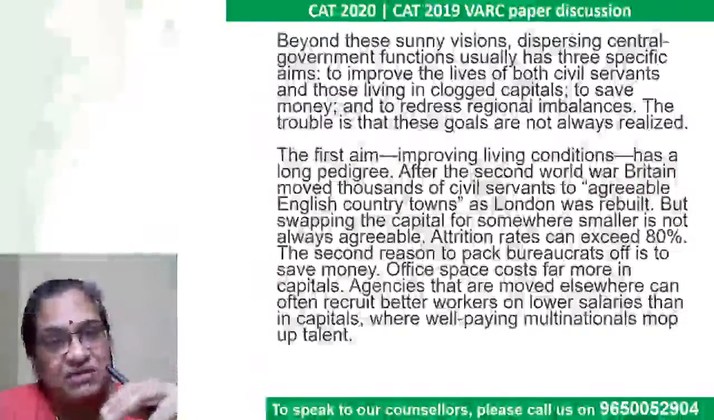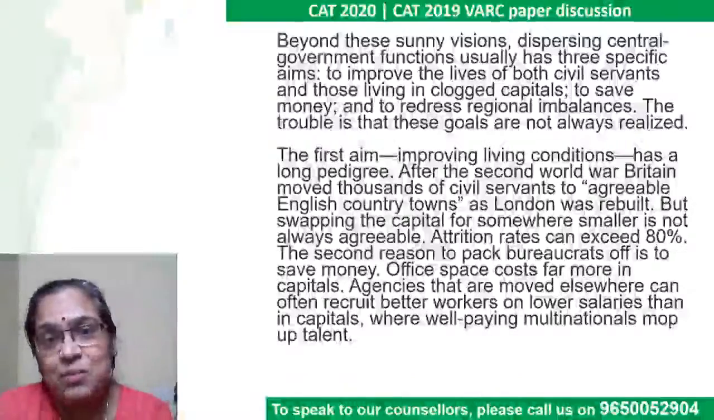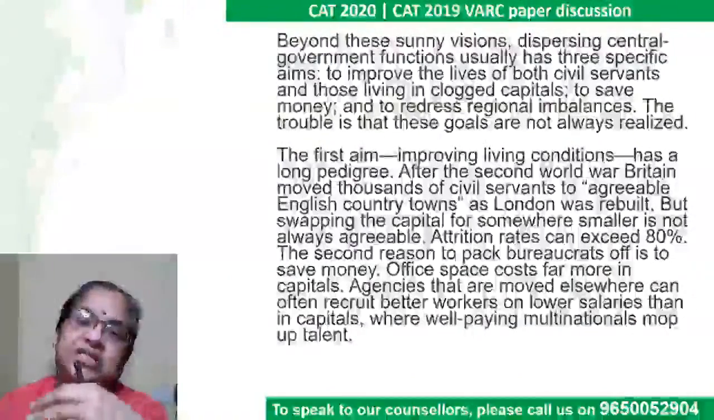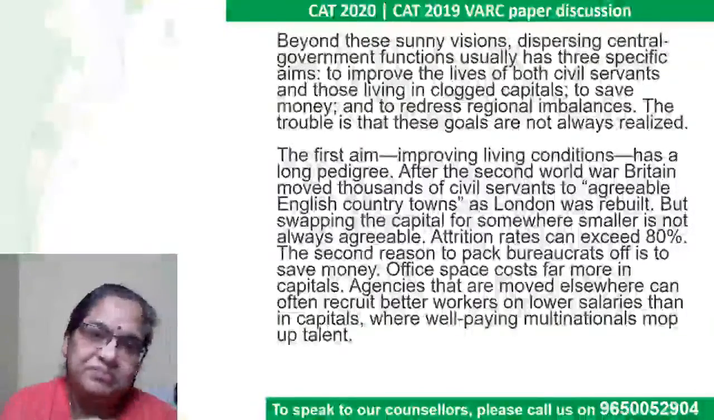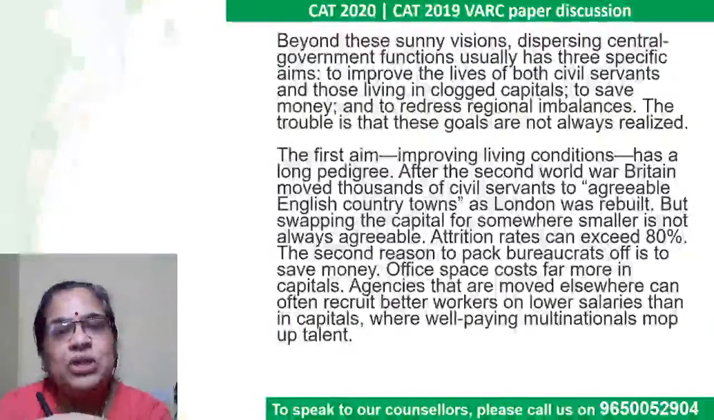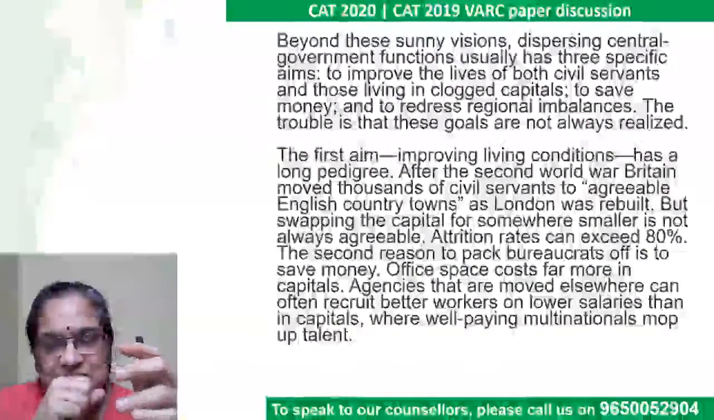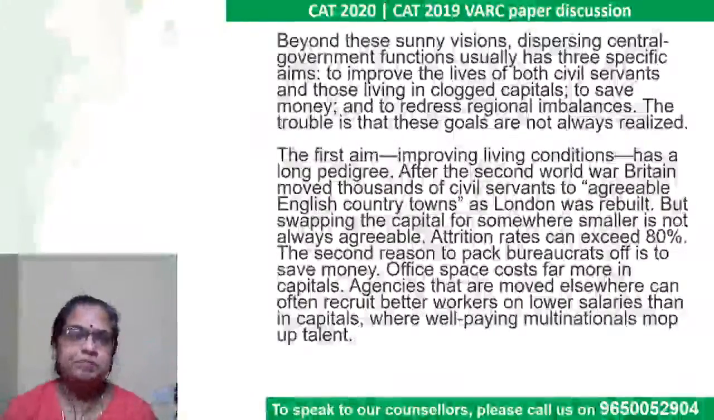Okay, one is that the cities are too crowded, so we need to ease the pressure on them. Second, of course, is to save money, because central cities are more expensive. And third is regional imbalances. You know, everybody goes to Delhi, what will happen to the other areas of India? So there is a redressal of regional imbalances.